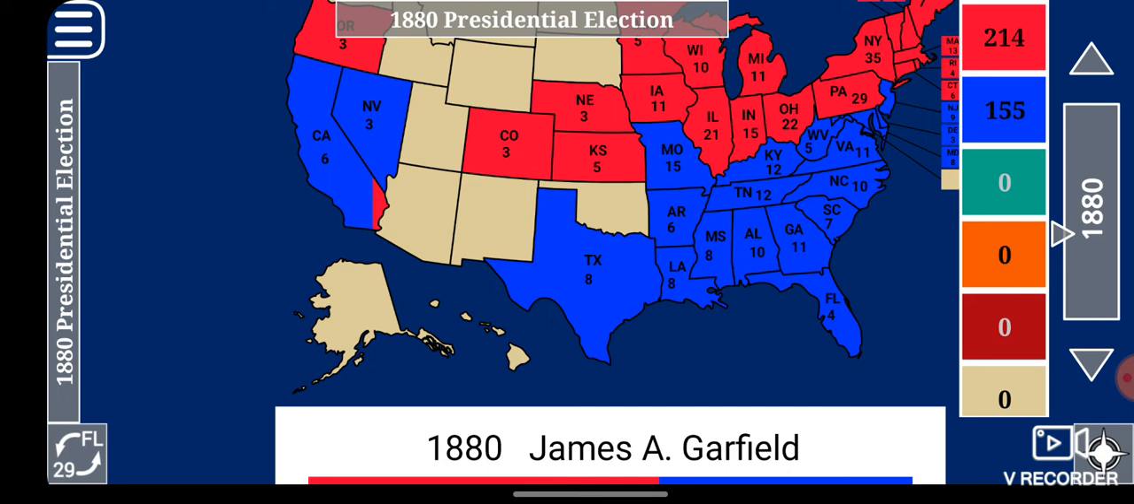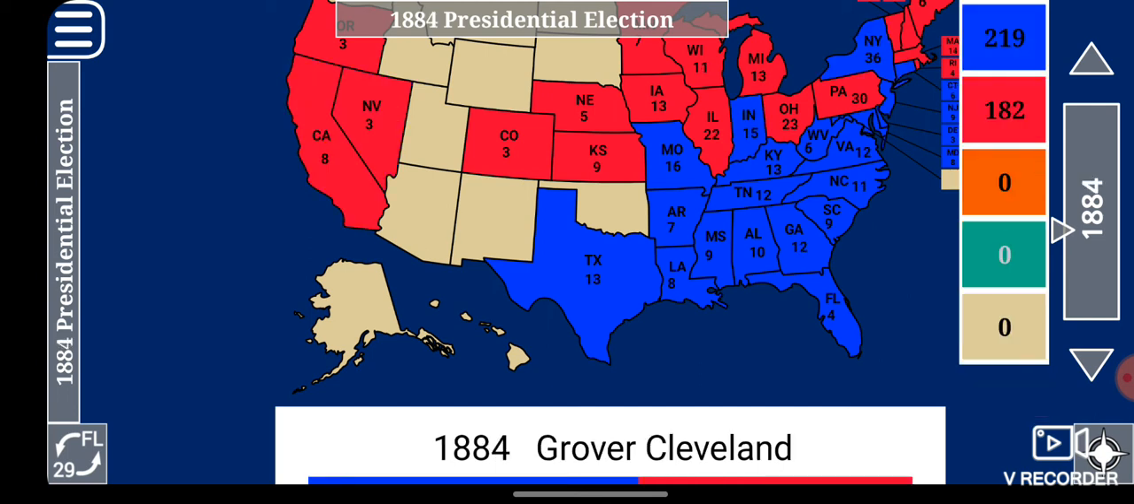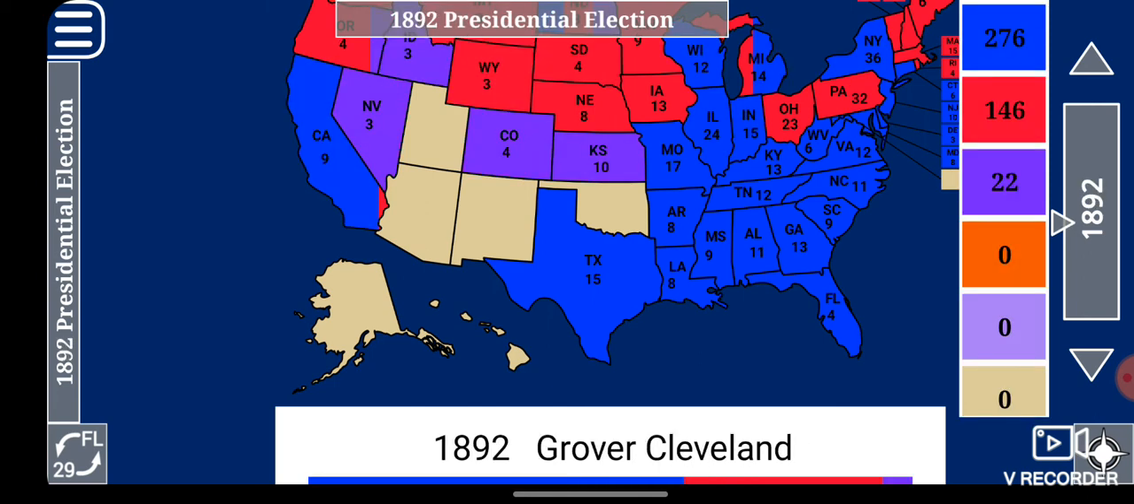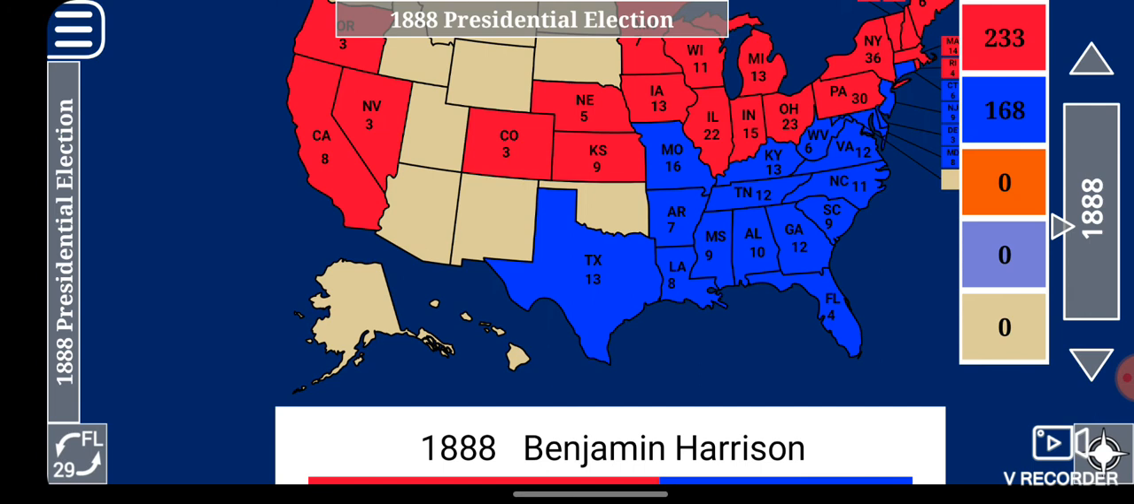Until eventually Chester A. Arthur got the reform done. He got reform for people, so people could have more money in their pockets in that day. 1884 was Grover Cleveland. He was president number 24 and 26.